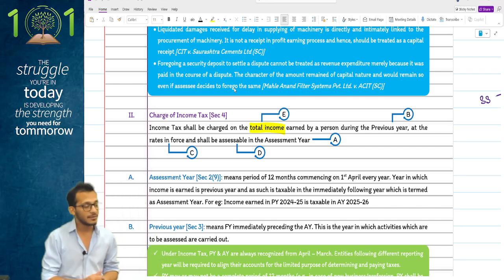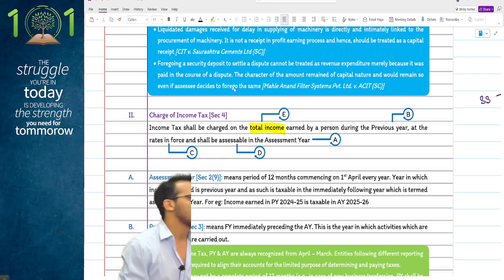Therefore it becomes a revenue receipt. Correct, not correct? Yes. Option number 3.